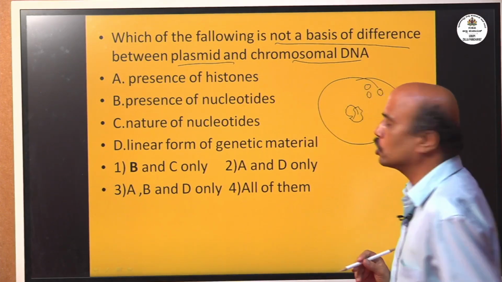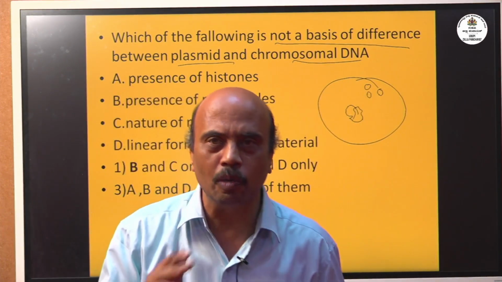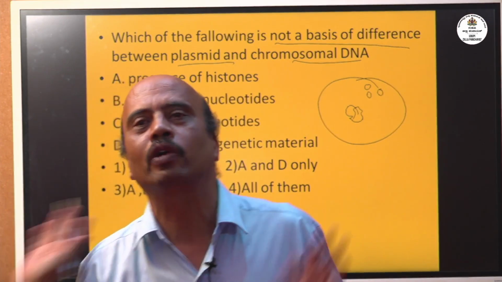Now, presence of histones. Histone proteins are found only in eukaryotes. Histone proteins are totally lacking in prokaryotes.